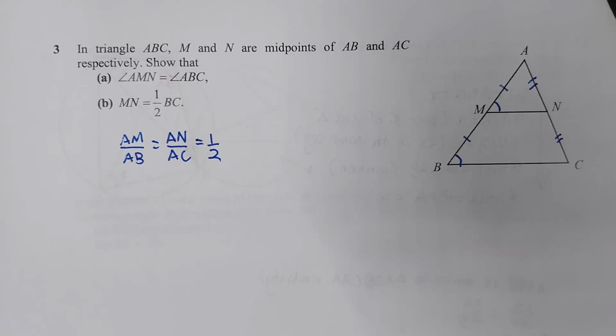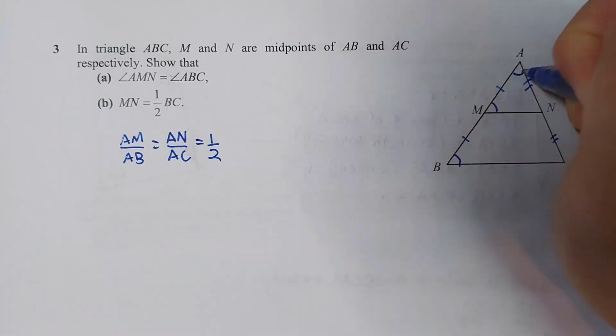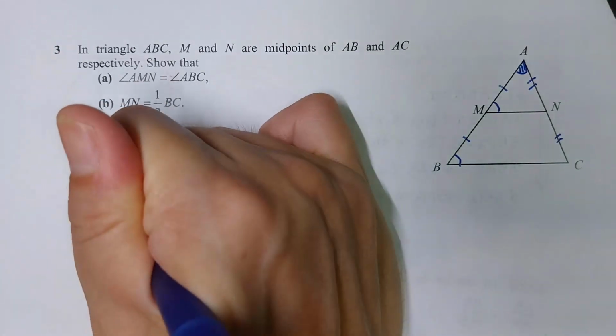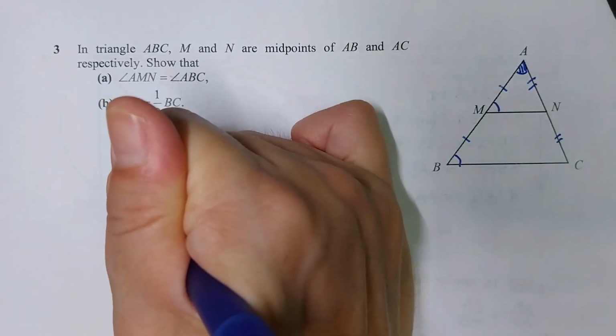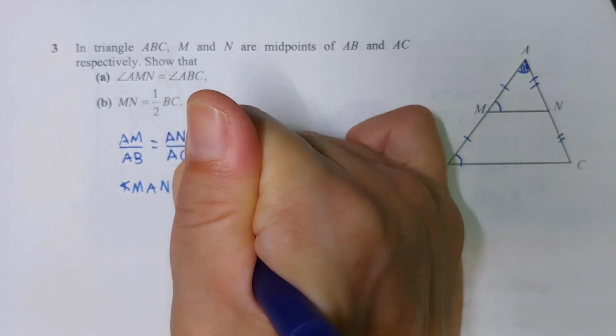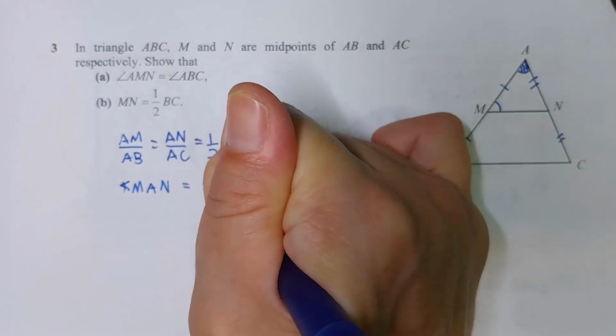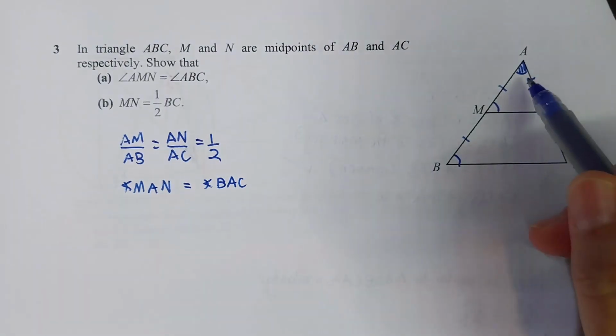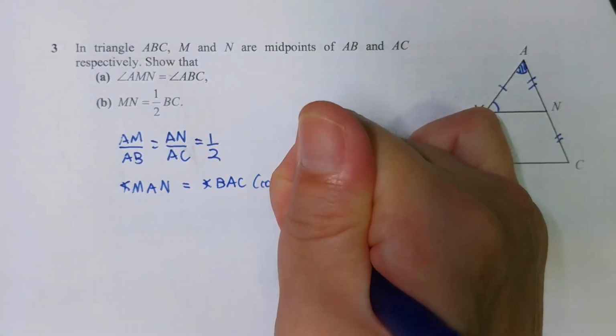So what else do we need? Yes, we will need an included angle. Here, angle MAN will be equal to angle BAC because they are both common.